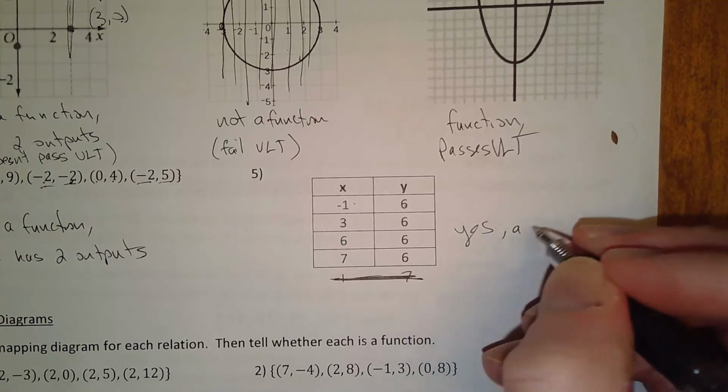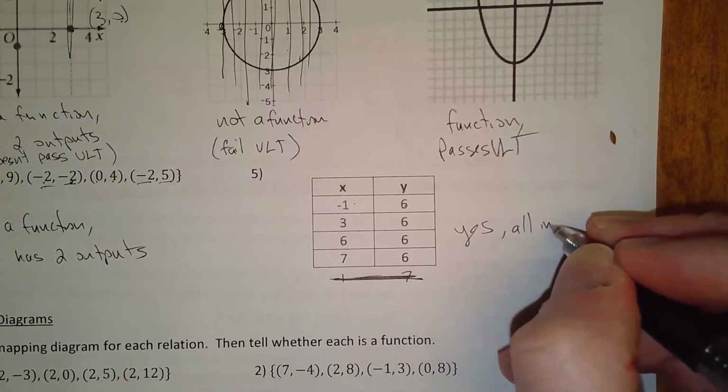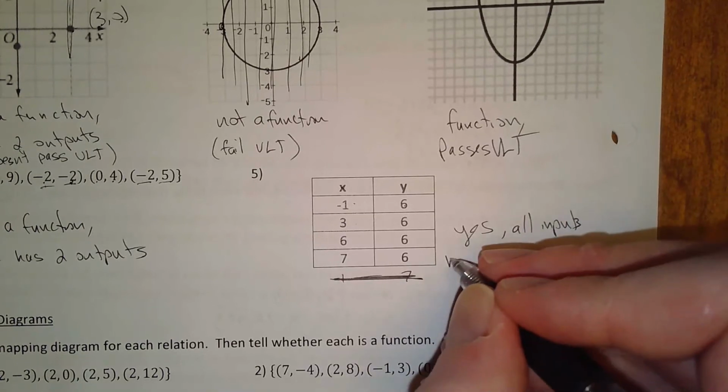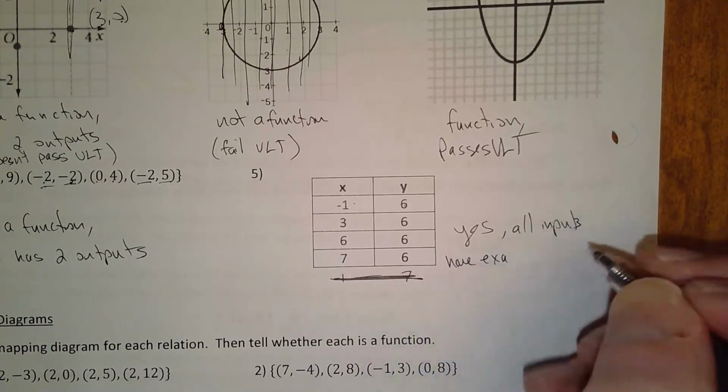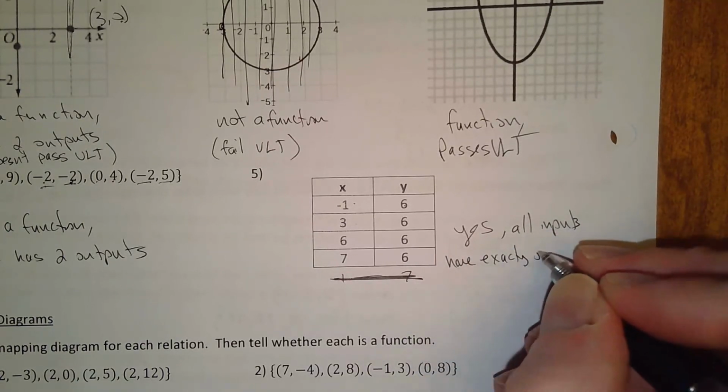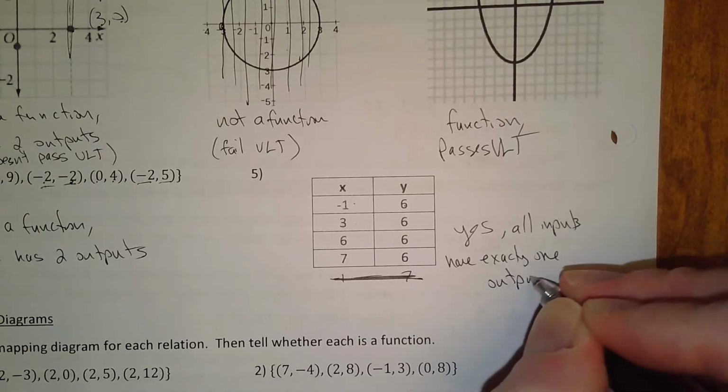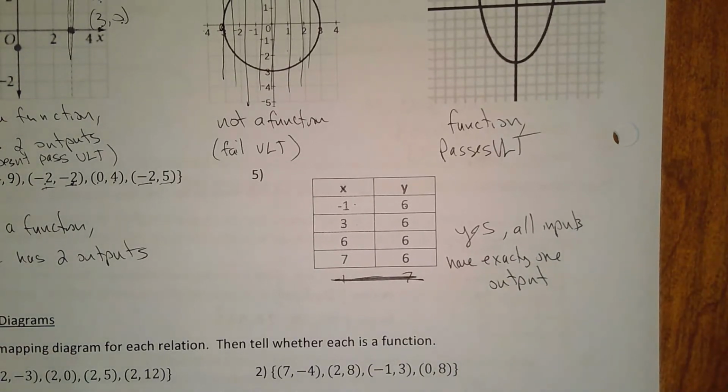We could say all inputs have exactly 1 output. Okay, so all inputs have exactly 1 output.